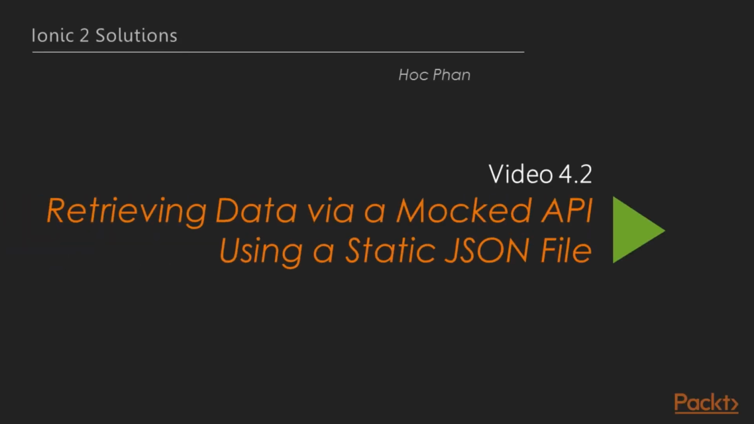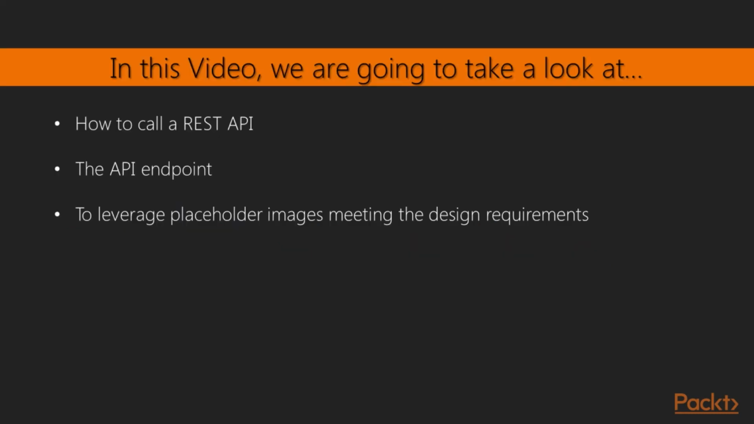Hello and welcome to a new video of the section, retrieving data via a mocked API using a static JSON file. In the previous video, we got to know how to create a complex form with input validation. In this video, you'll learn how to call a REST API using the HTTP service. The API endpoint will just be a static JSON located on your local machine. You'll also learn how to leverage placeholder images to meet design requirements.